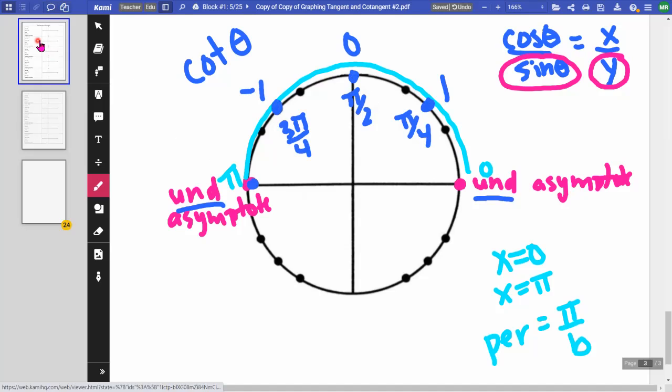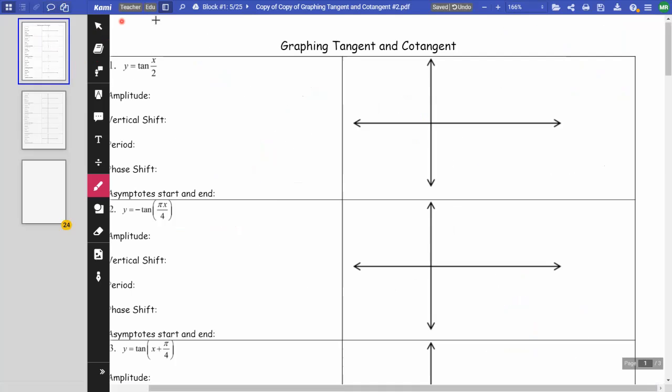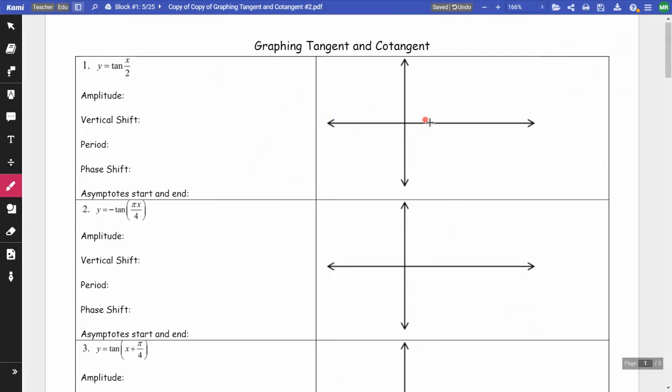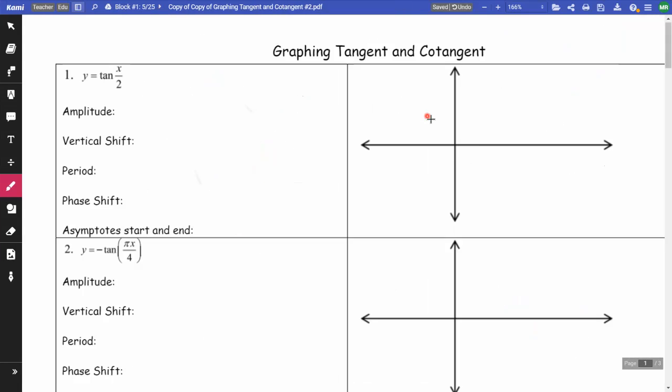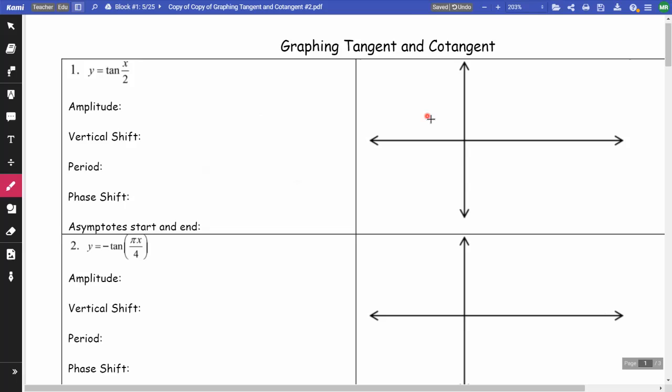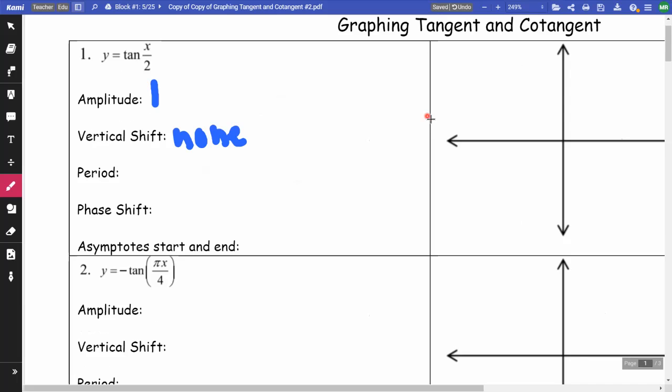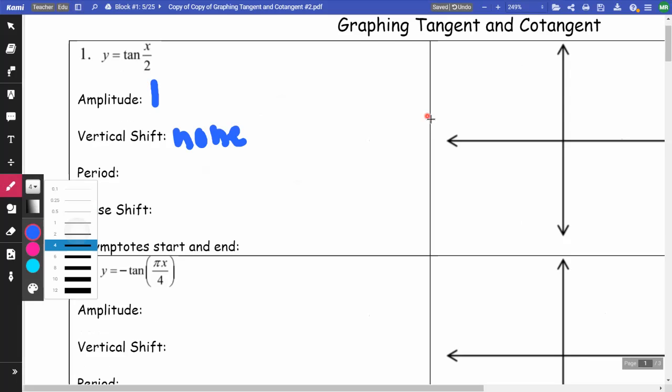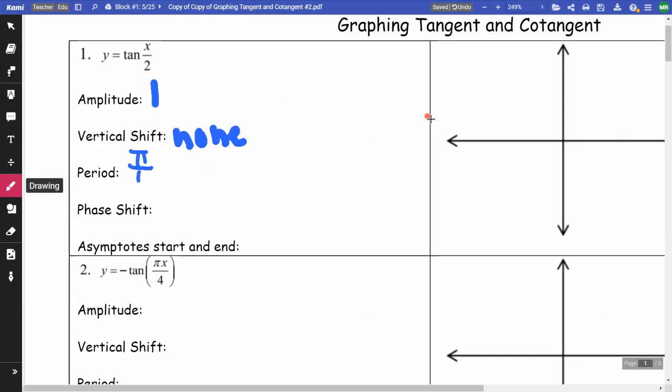So now let's go to the start. So this is going to be tangent of x over 2. Amplitude is 1, vertical shift none, period. Now for my period, I am going to take pi divided by 1/2, which means that I am going to end up with 2 pi for my period. My phase shift is none.